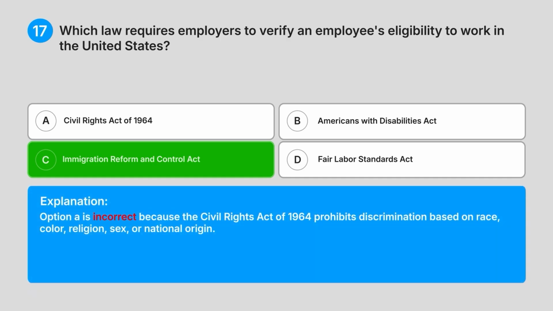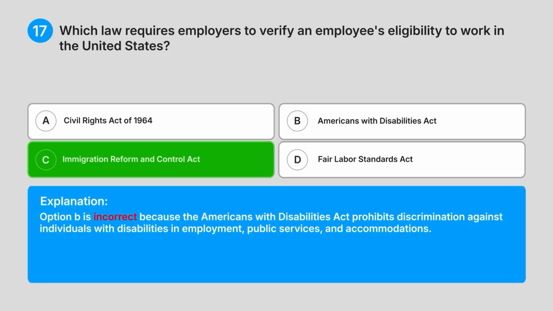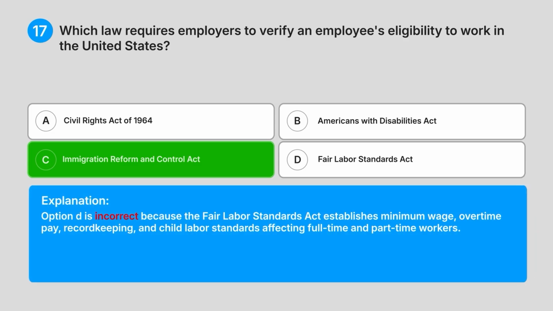Option A is incorrect because the Civil Rights Act of 1964 prohibits discrimination based on race, colour, religion, sex, or national origin. Option B is incorrect because the Americans with Disabilities Act prohibits discrimination against individuals with disabilities in employment, public services and accommodations. Option D is incorrect because the Fair Labor Standards Act establishes minimum wage, overtime pay, record keeping, and child labour standards affecting full-time and part-time workers.